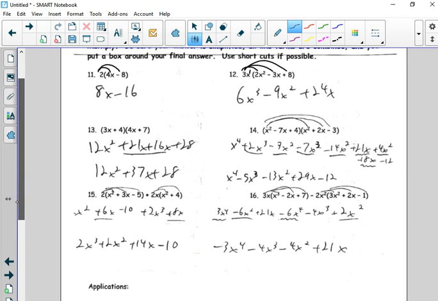On 13, we have a FOIL problem. First, outer, inner, last. The middle terms combine, and we get 12x squared, 37x, and 28.